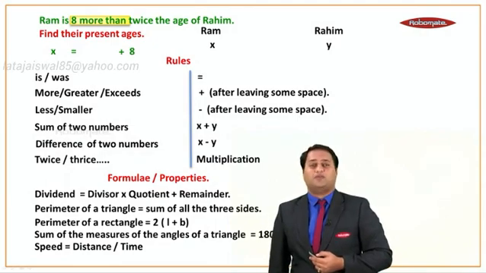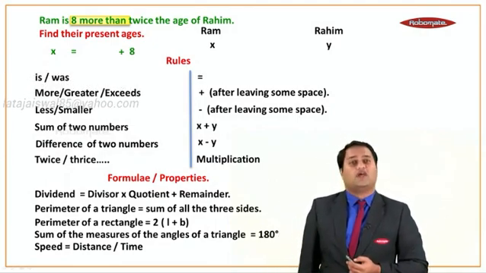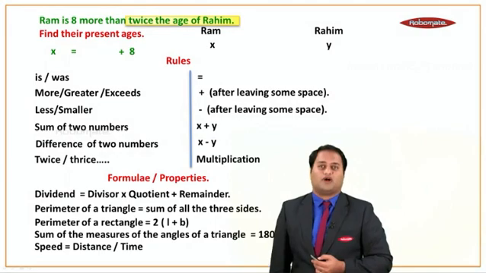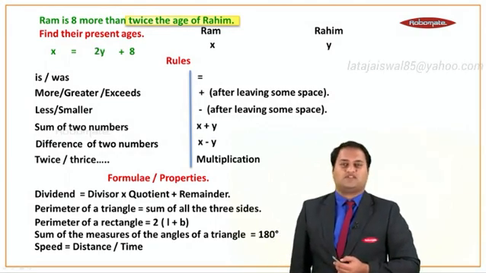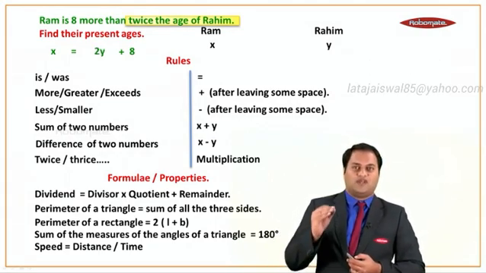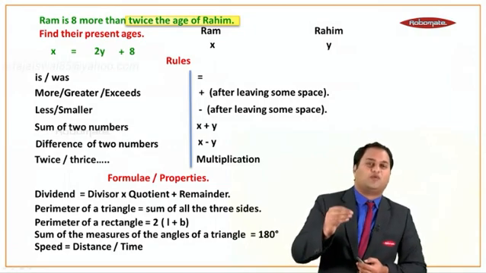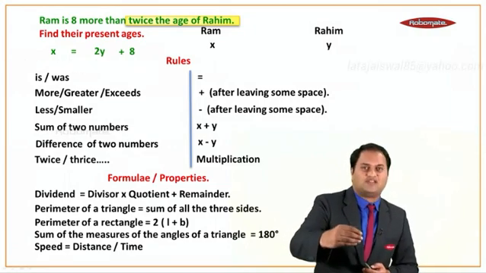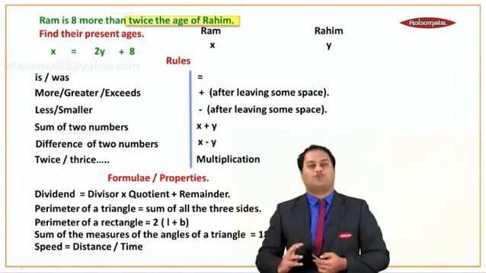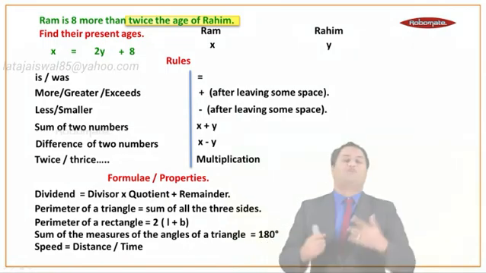Twice the age of Rahim. Twice, that is 2 into the age of Rahim, which is y, so it is 2y. So the equation is quite simple. x, the age of Ram, is equal to 8 more, after leaving some space, plus 8, twice the age of Rahim, 2y. So the equation is x is equal to 2y plus 8.